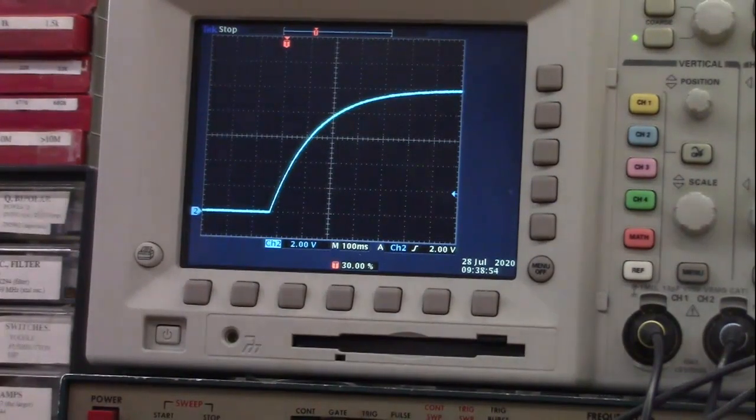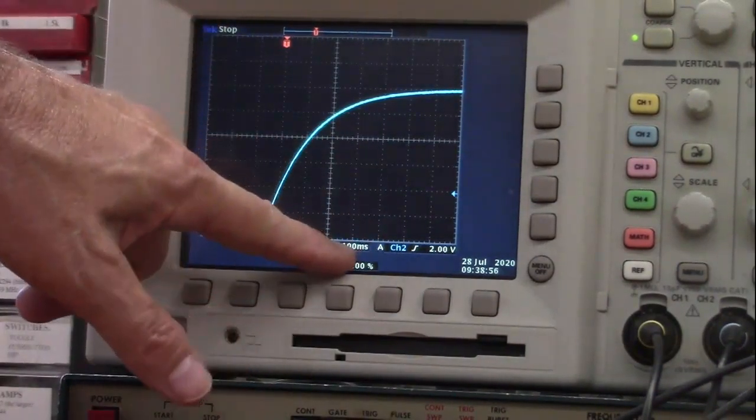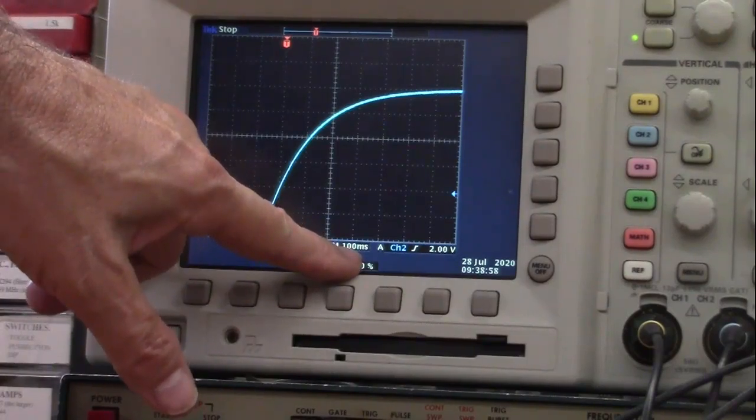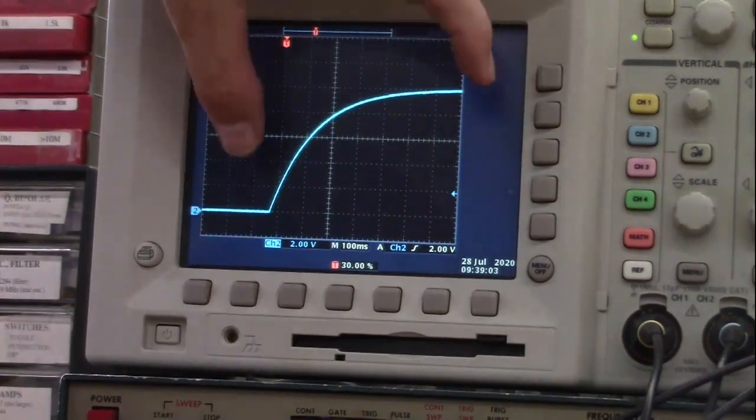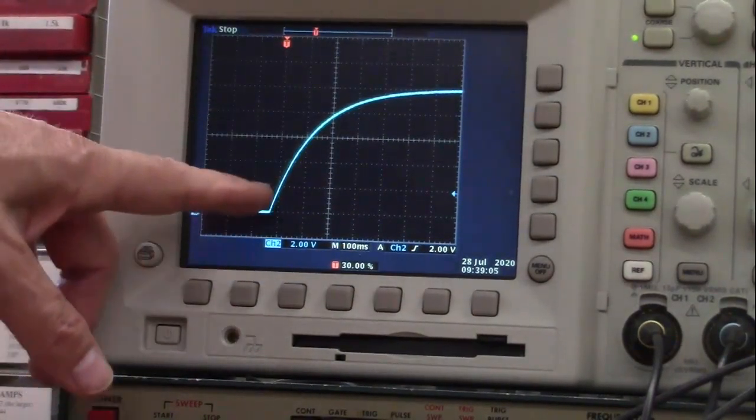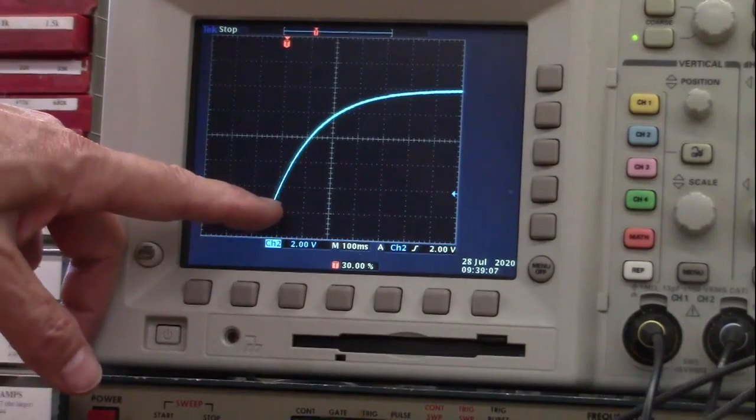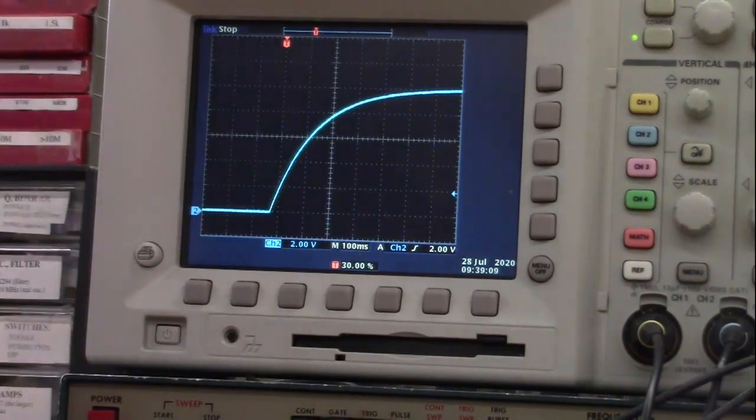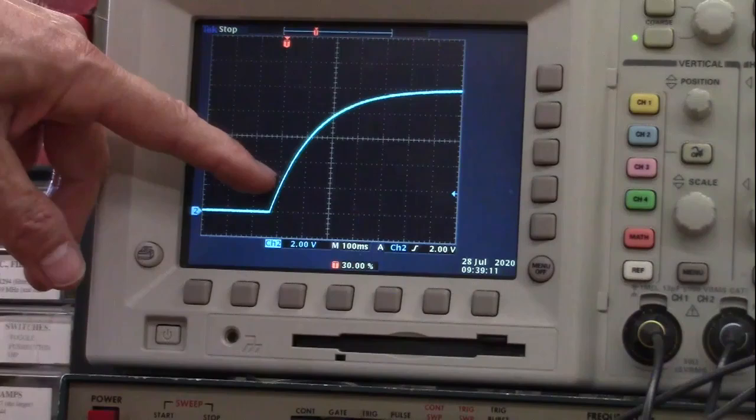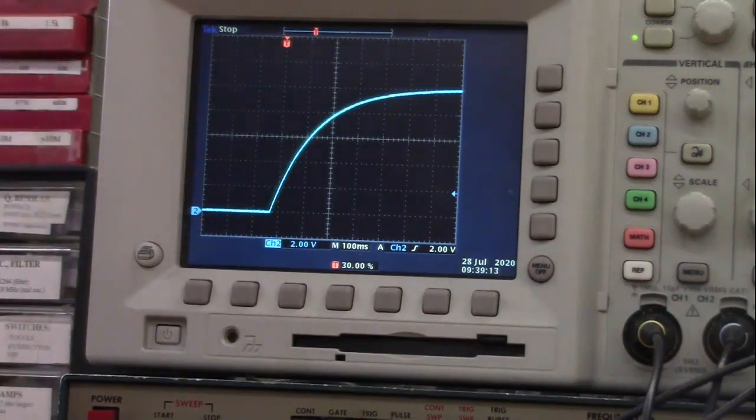Now, the first thing you should notice is we're no longer on a 20 millisecond scale. We're on a 100 millisecond scale. This is a much longer period of time. And what we see is when I release the button, we start up something that could almost be linear, but very quickly we start slowing down. And of course, that's what we'd expect.